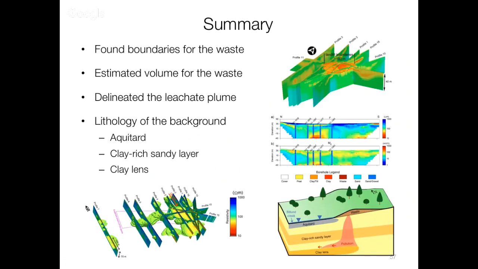So all of that, I think, fits together really nicely. I think this is a very nice case history. You looked at the DC and the IP, and were able to get an estimate for the boundaries of this and maybe even the volume, and then from a more fine-grained study to look at some of the features away from the waste and identify 3 lithologies that are important, as well as identifying the plume.